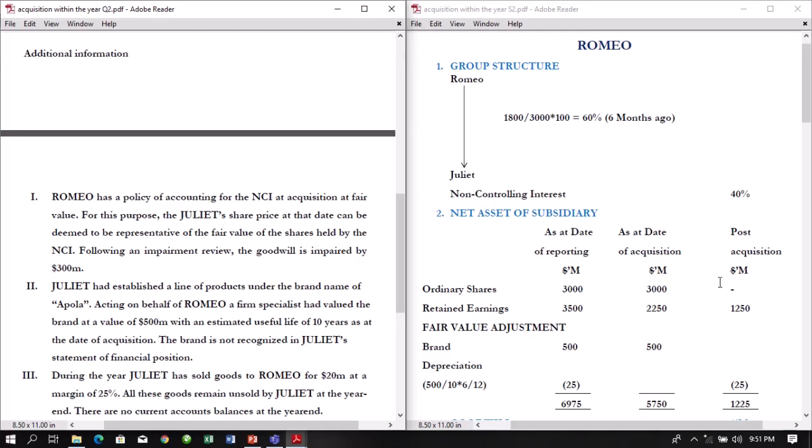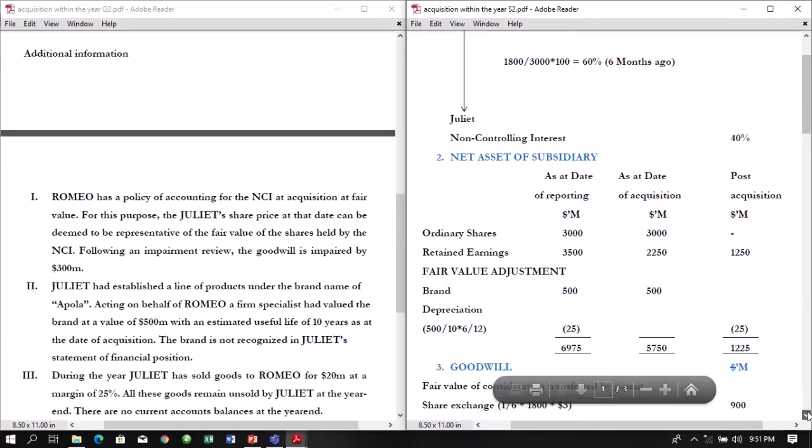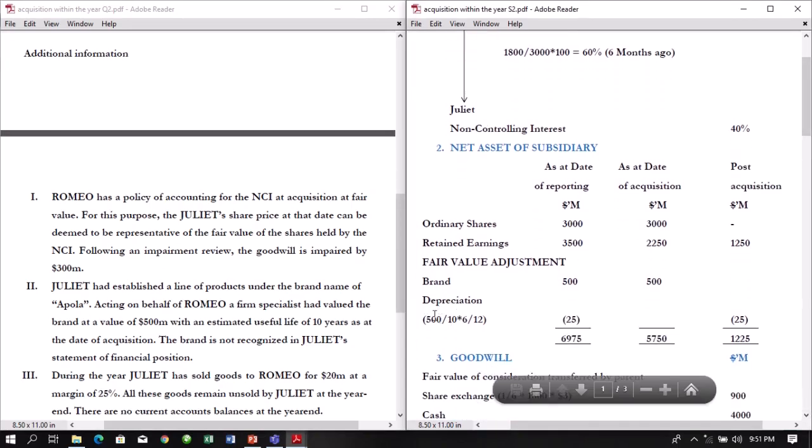Now, if there is a useful life of 10 years, very easy and straight. Now, I will come here to calculate my depreciation. In this case, it will be 500 divided by 10 years. So I will get $50 per year.